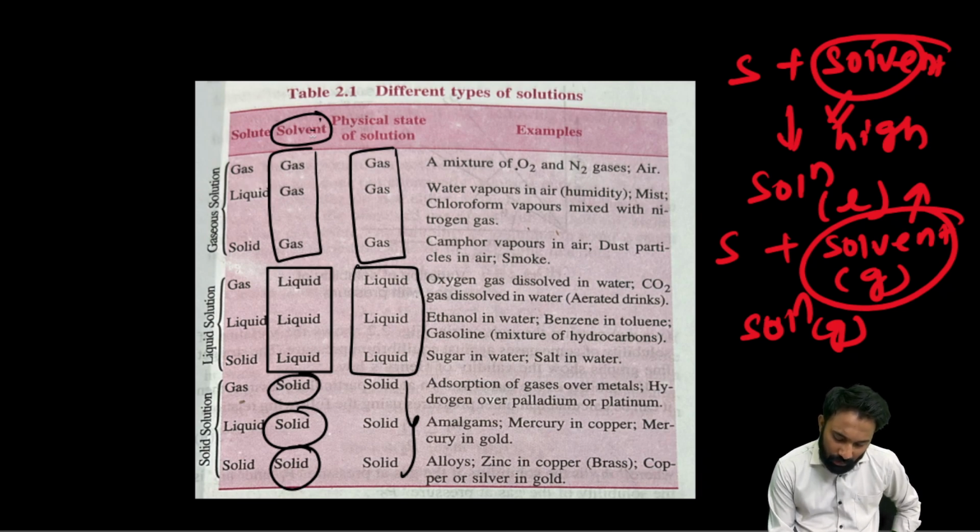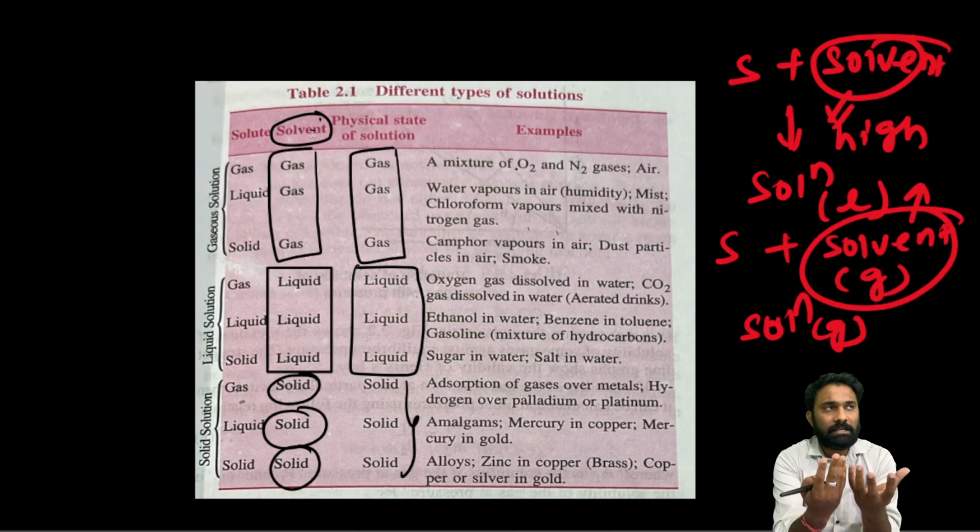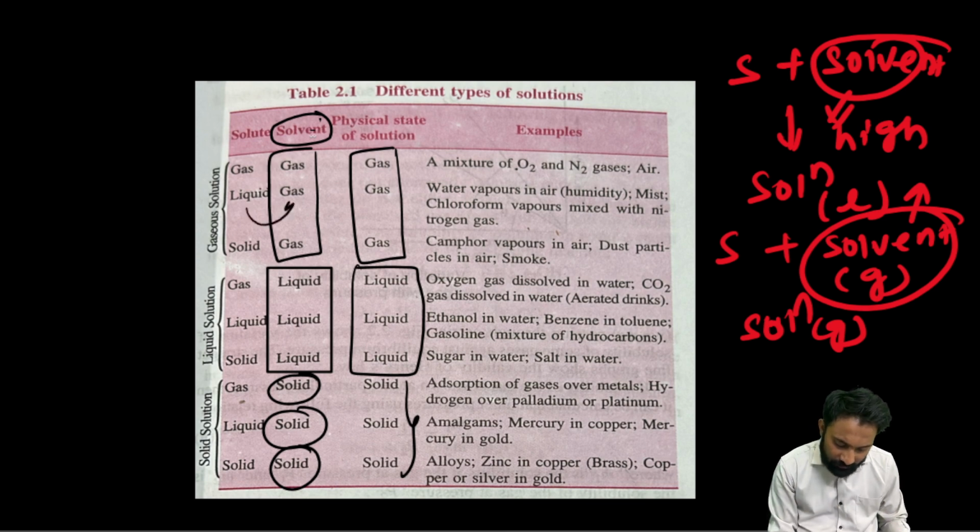Example, O2 and N2, because in our nature only, right? Gas in gas: nature is in the air. Air is nothing but a homogeneous mixture of O2, N2 and many other gases. Clear? Next, liquid in gas.